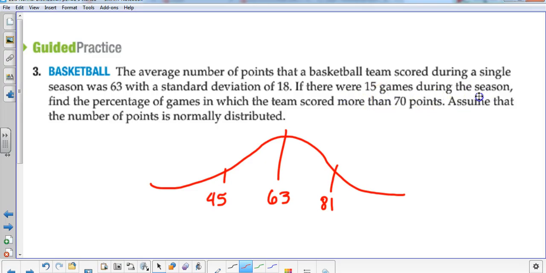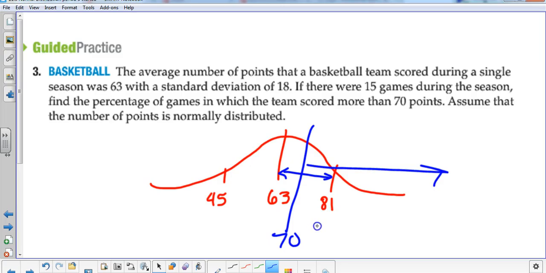If there were 15 games during the season, what percent of games did the team score more than 70 points? Do you remember what percent was in here yesterday? 34%, right? But is 70 on one of those magical standard deviation lines? No. We want to know everybody who scored above a 70. We did it two ways yesterday. We learned that we really could let our calculator do all the work.